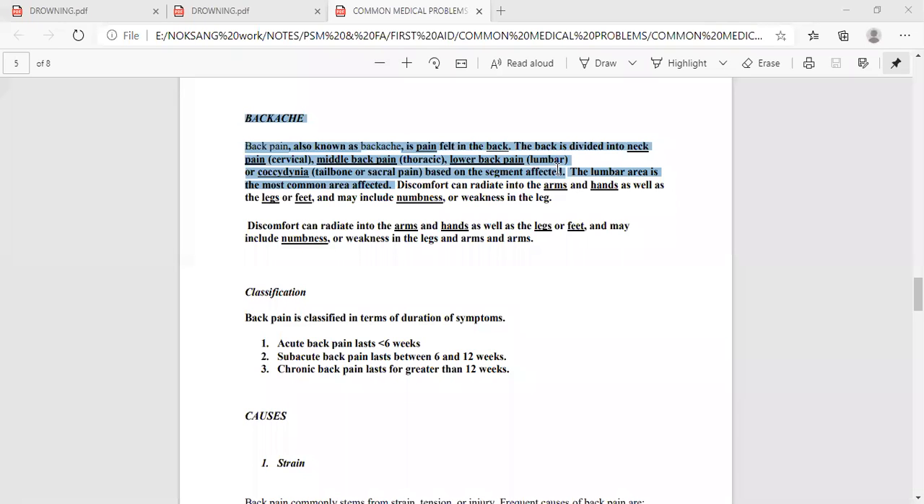So what we were discussing is that backache is also known as back pain, and it is divided into three parts. The neck, in medical terms, is known as the cervical region. The middle back is known as thoracic, and the lower back is known as the lumbar or coccygeal region. The most common place where you get affected is your coccyx or lumbar region. Next, after this you can write down this last line.